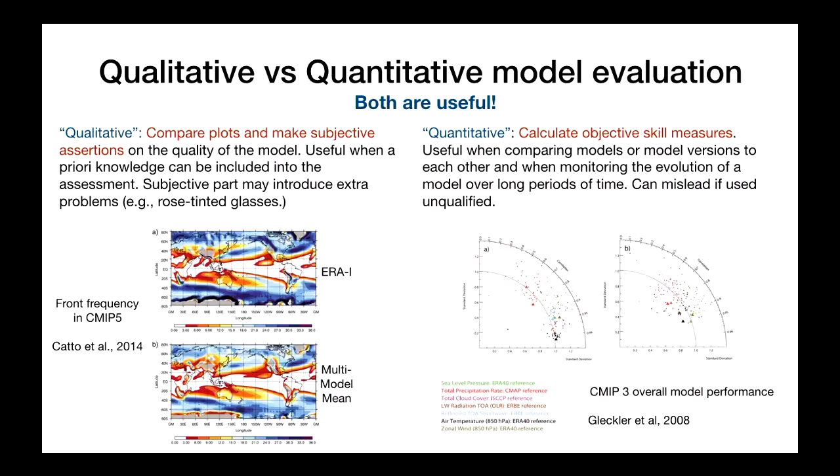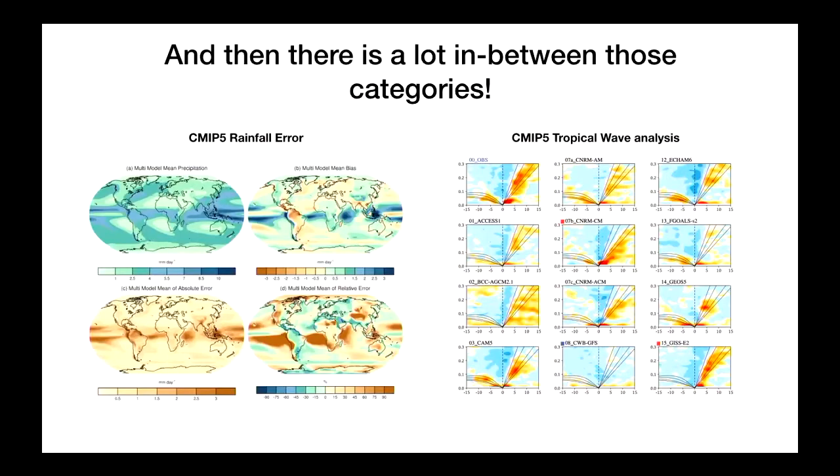This is basically just looking at the CMIP3 overall model performance. And you have some really quantitative numbers, and you can say, this variable is better than that variable. But you can also, if you wanted to, identify the models and say, this model is better than that model in this variable, but it's not so good in that variable. So this is a more quantitative way.